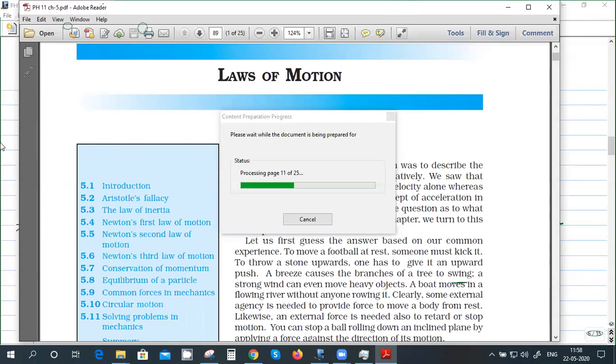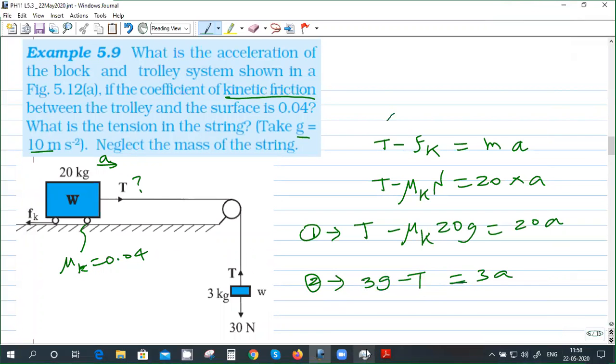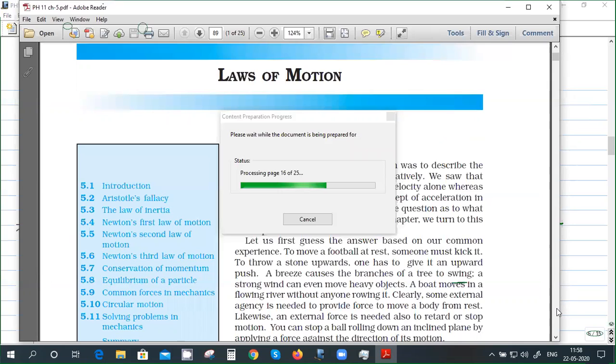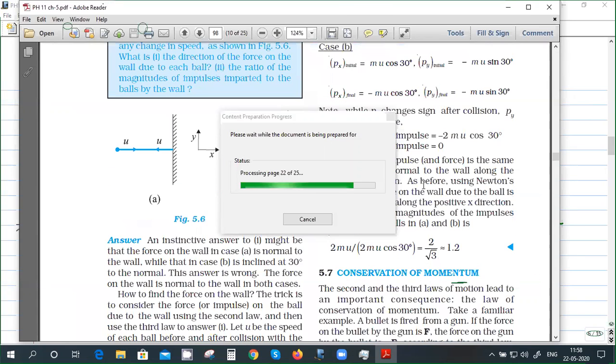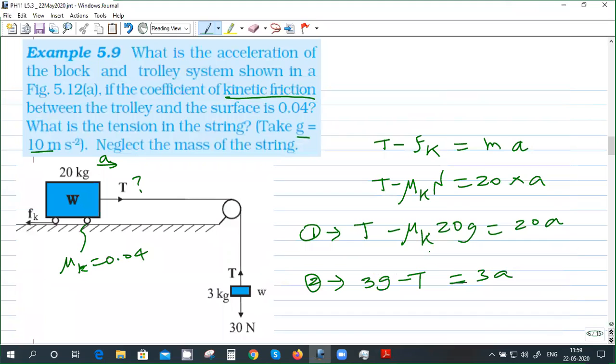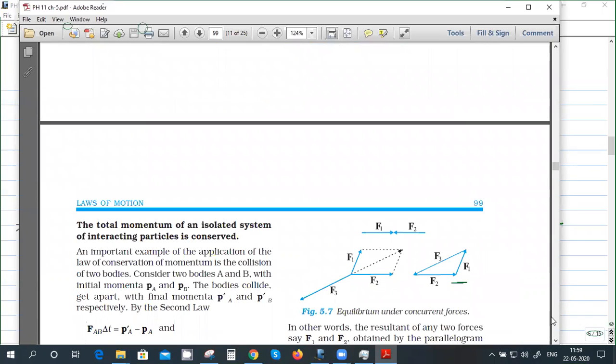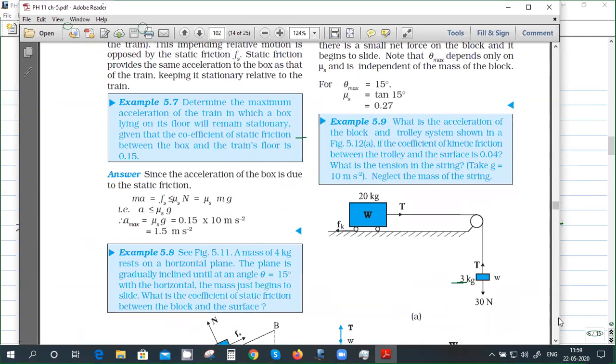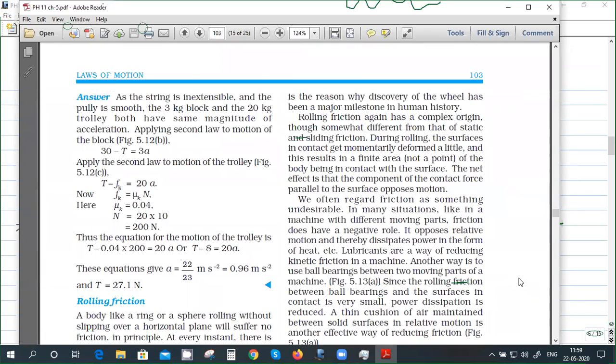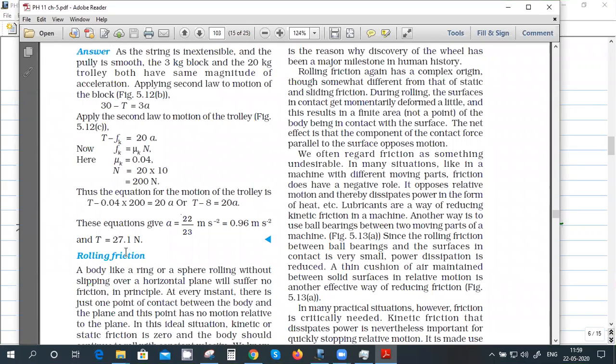Tension, did he ask to find? He didn't ask. Yes, I did tension. Okay. Are you getting the same answer, Daksh? Sir, I haven't gotten an answer yet. Tension is 27.1, acceleration is 0.96. Sir, why weird values? Got it? Yeah, I got it.